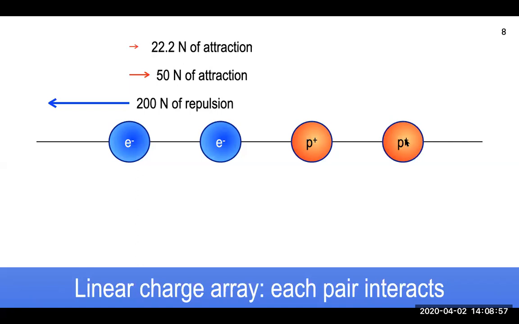I'm always going to give you the nearest neighbor force of interaction. Like in this one, I said let's say this is 200 newtons of repulsion for the nearest neighbor interaction. I'll always give you that. Then all you have to do is figure out the second neighbor, third neighbor, and so on, and then add them up.